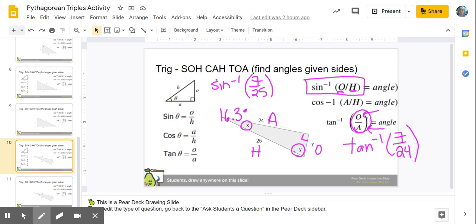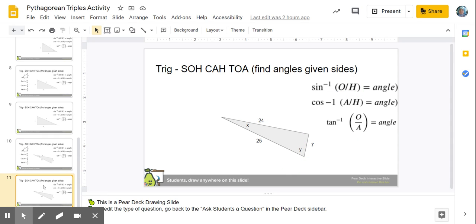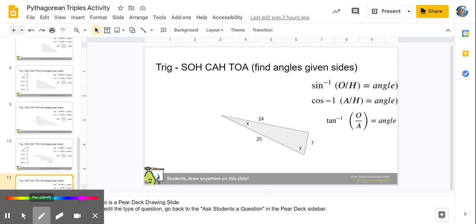What's Y? 73.7? Awesome. And I think we've got the same thing here. So let's choose a different function. We've done sine and cosine of X, or sine and tangent of X. So let's do cosine of Y.